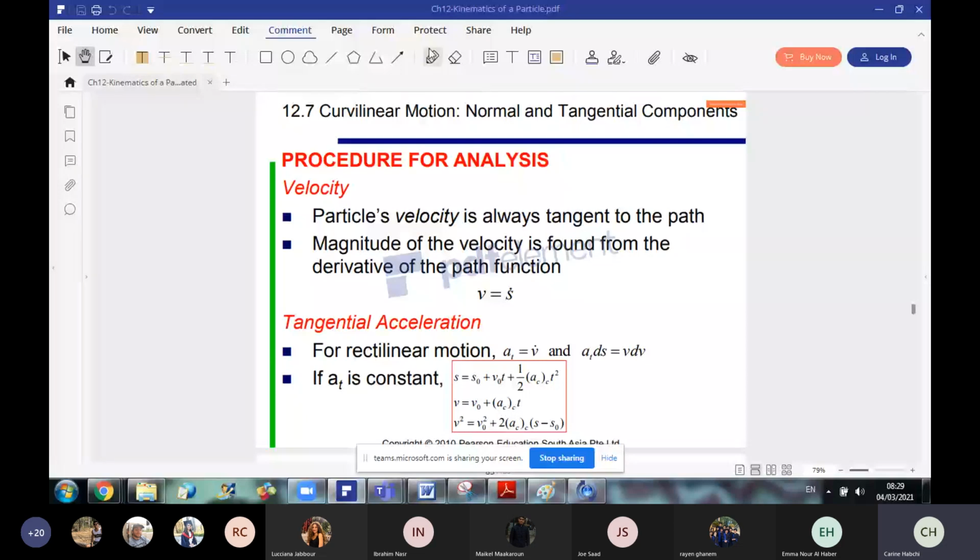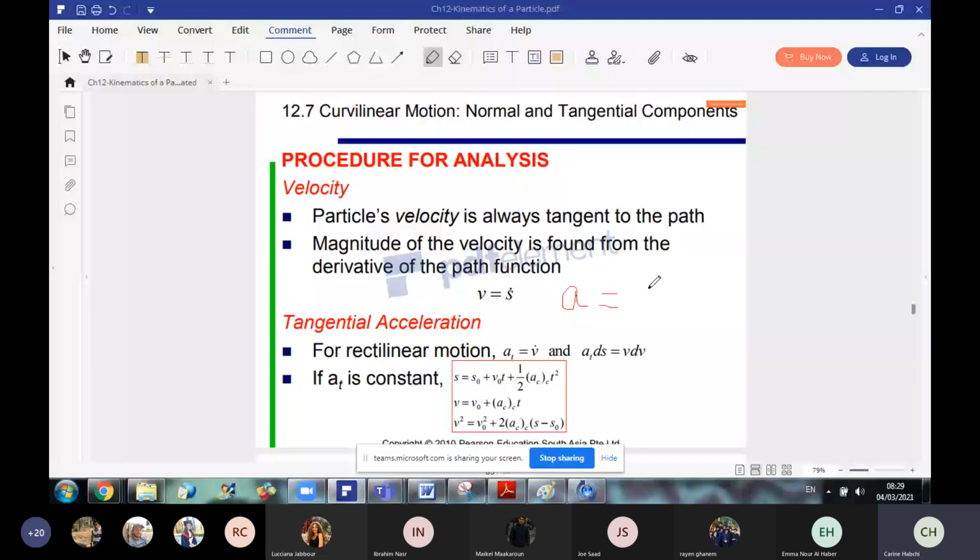We said that A is equal to dv by dt. Okay, and in rectilinear motion, we don't have normal acceleration. We only have a tangential one. This is why we didn't specify that this is a tangential.